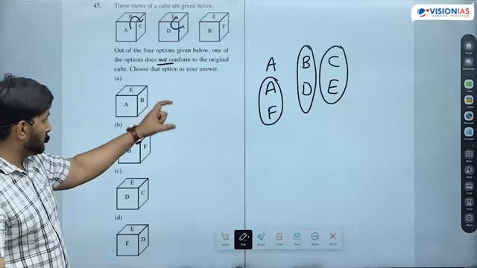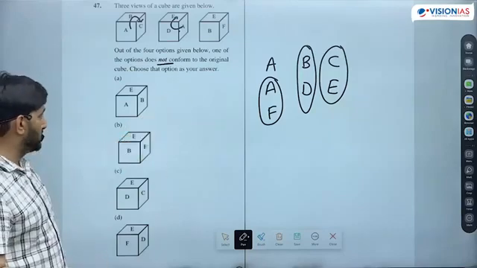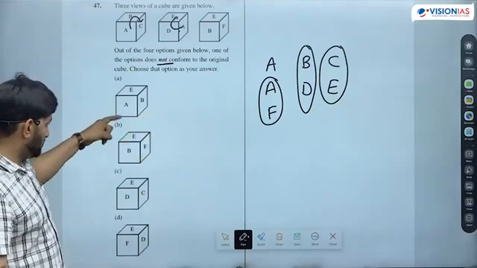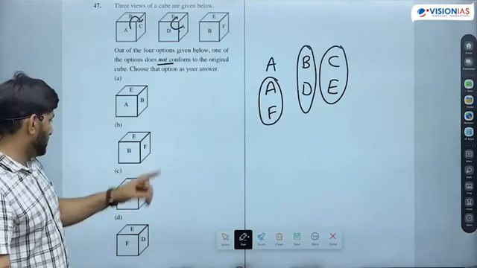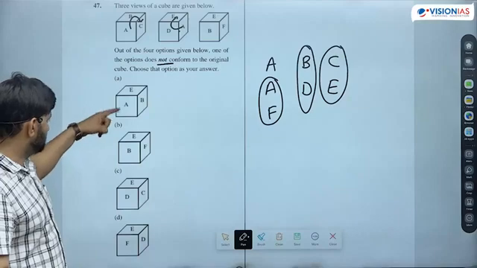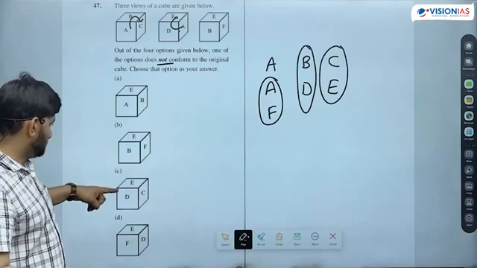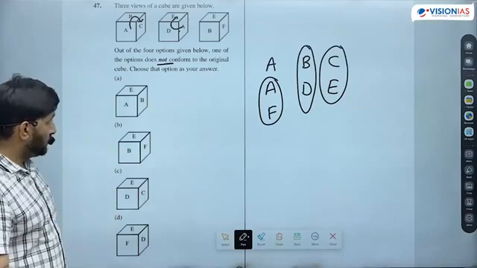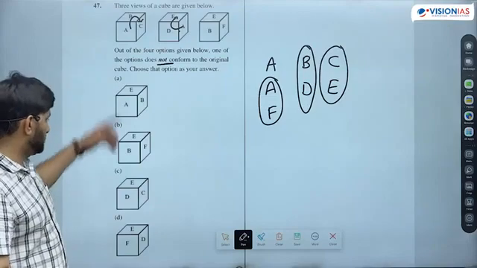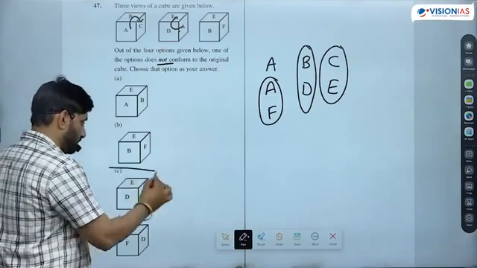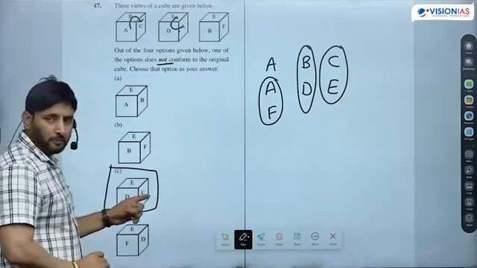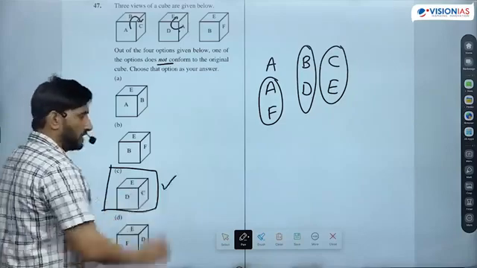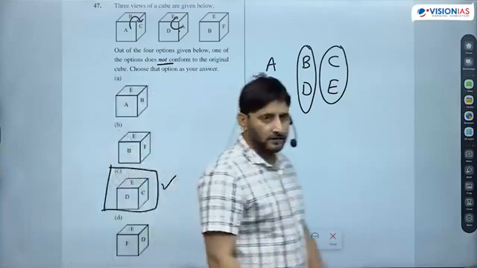कोई ऐसा है क्या जिसमें AF, BD और CE एक साथ दिख रहे हैं? AF visible? No. BD visible? No. CE visible? In this case, C and E both are visible. So this figure is not possible because C and E have to be on the opposite sides. So this figure is not possible. Our answer will be C.